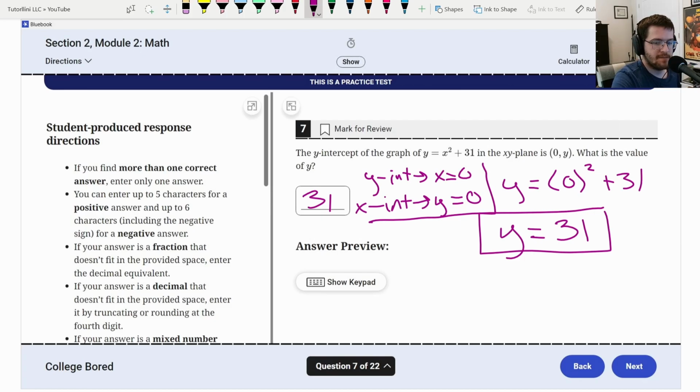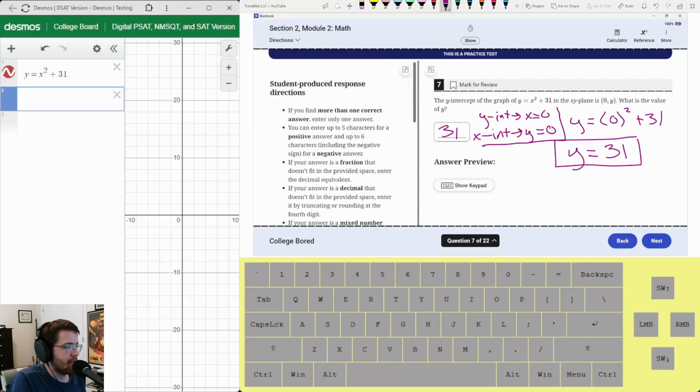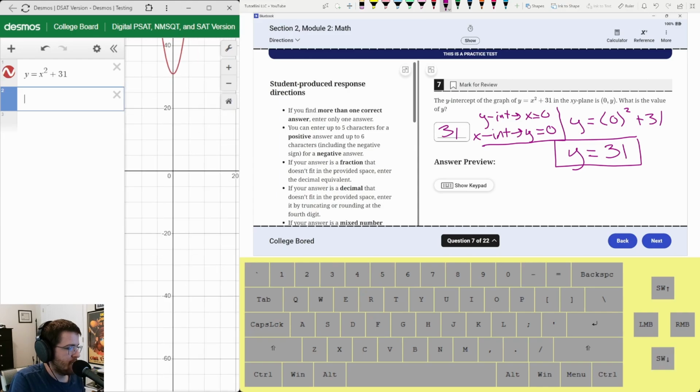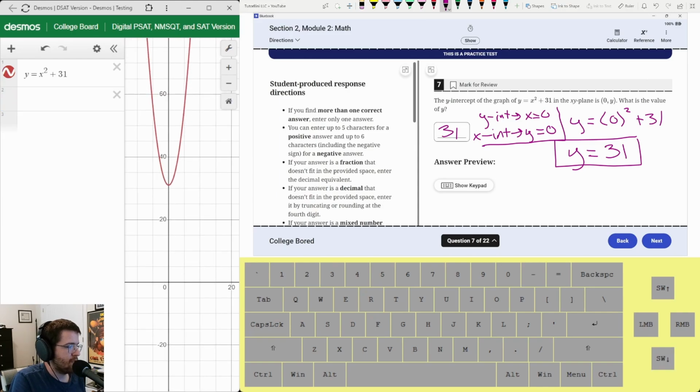Let's go do that. Okay, so I just typed in the equation. I don't see the graph, so I'm going to zoom out a little bit. And I'm going to look where it crosses the y-axis and just double click there. And it tells me the y-coordinate of the y-intercept is 31.